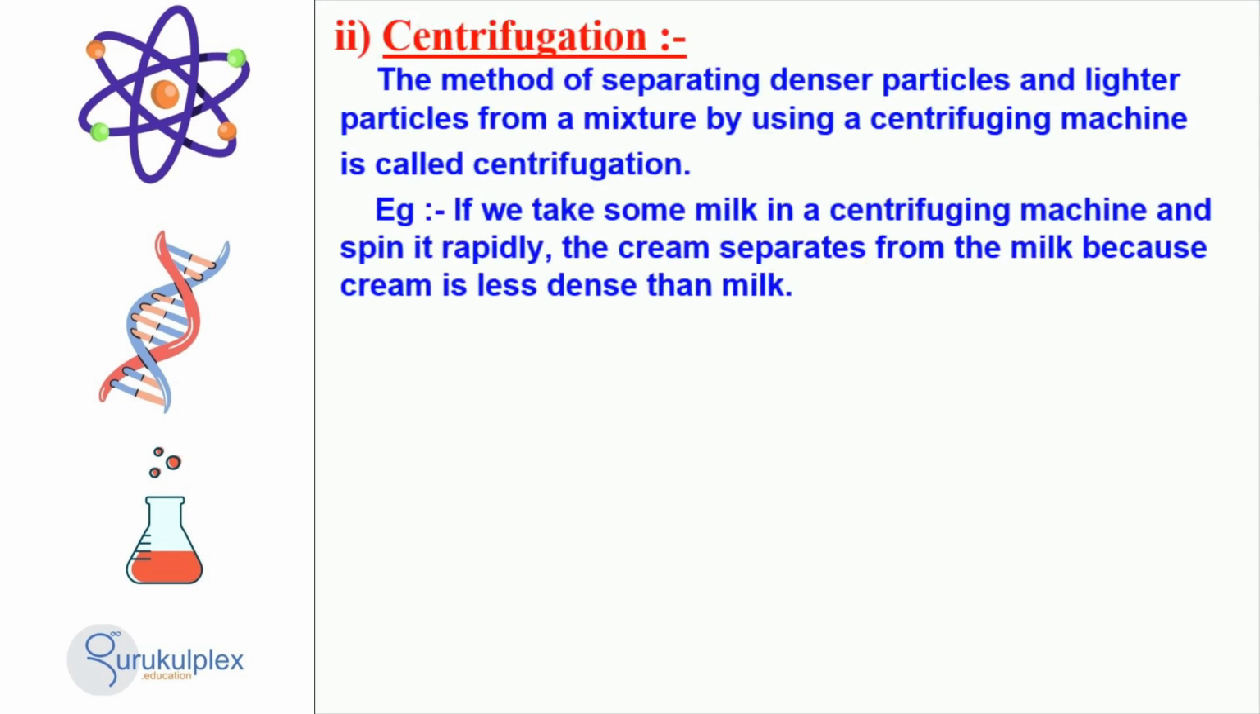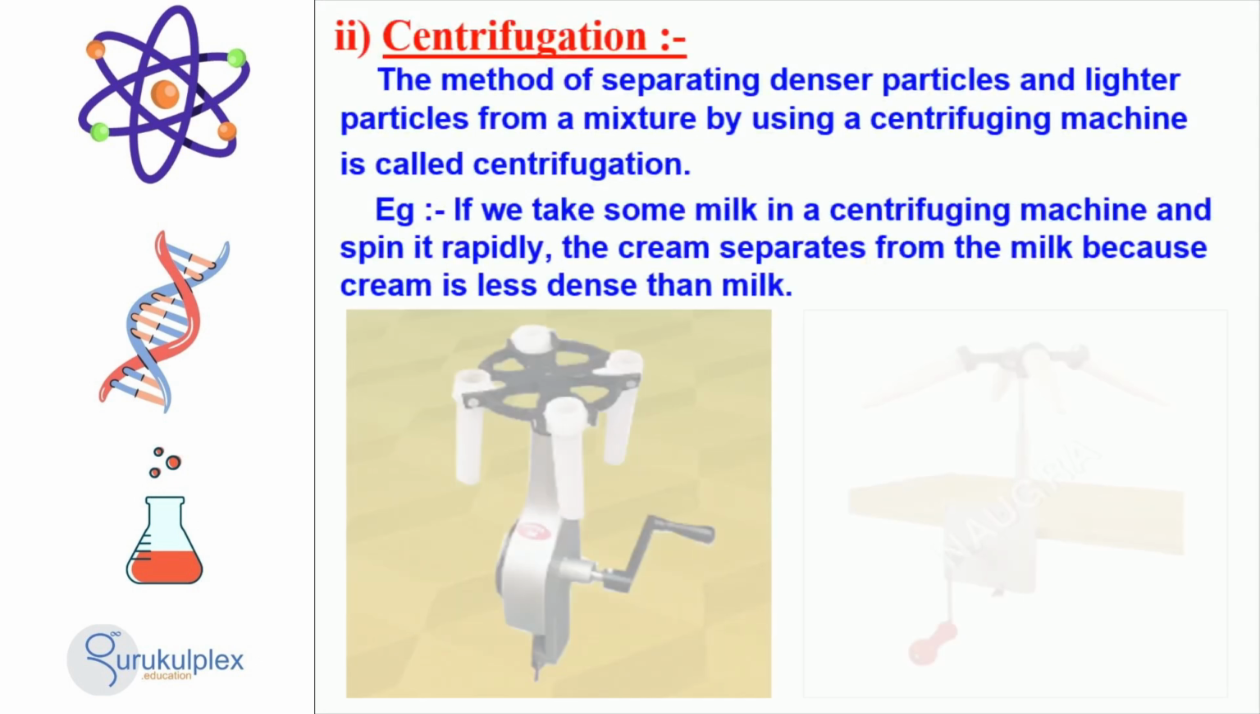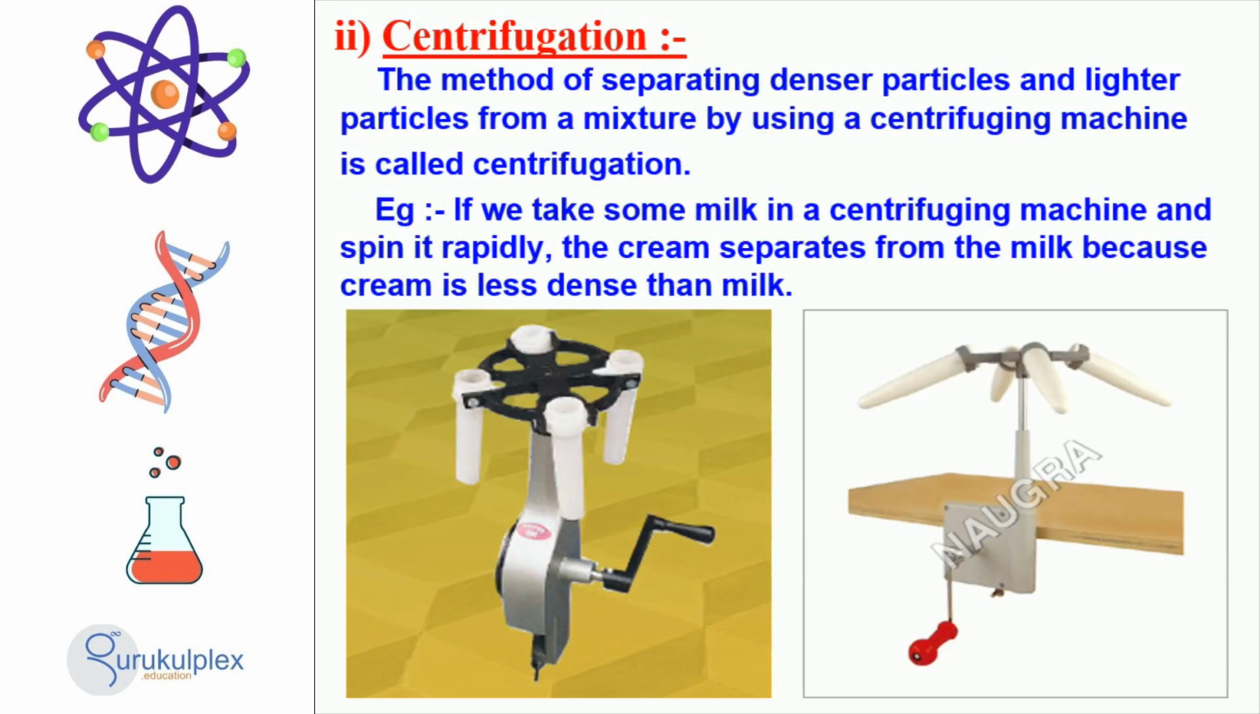Centrifugation is the process of separating denser particles from lighter ones in a mixture by spinning it in a centrifuge machine. By spinning in a centrifuge machine, the particles that are more dense will be pushed to the edges of the container, while the lighter particles will remain in the center. One example of this is taking some milk and spinning it in a centrifuge machine, where the cream would be pushed to the edges, separating from the milk, because the cream is less dense than milk.